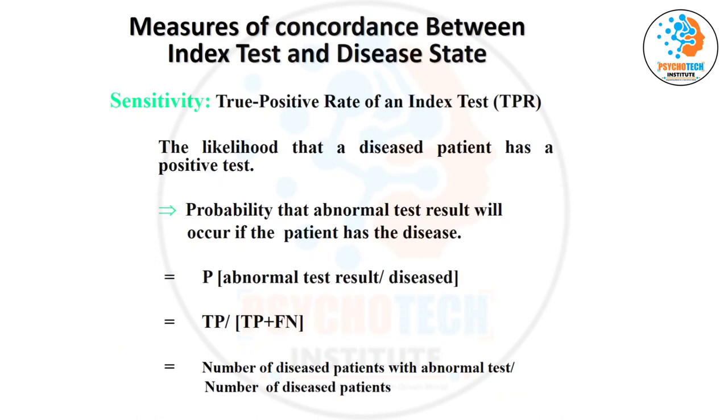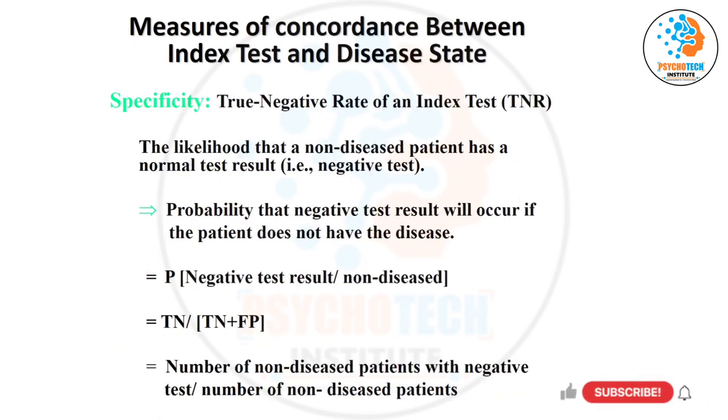So your test saying positive out of the gold positive, true positive rate. And specificity, your test saying negative out of the true negative. Okay, meaning total gold standard negative, true negative rate.